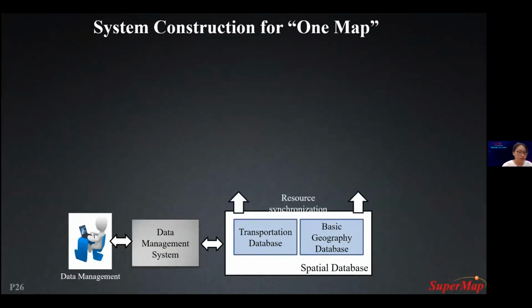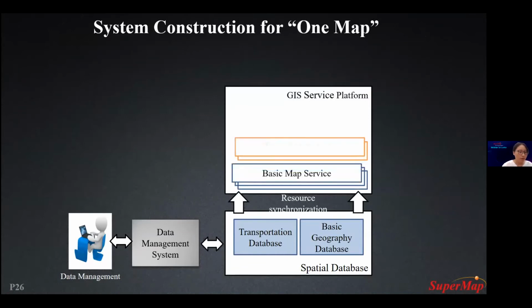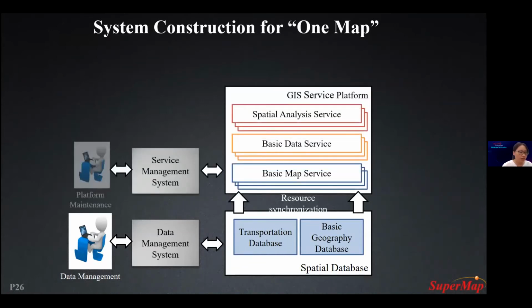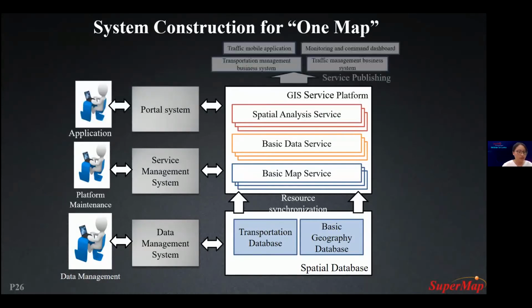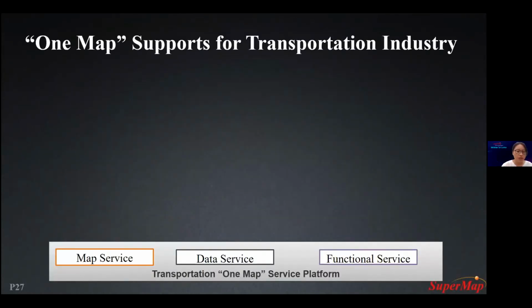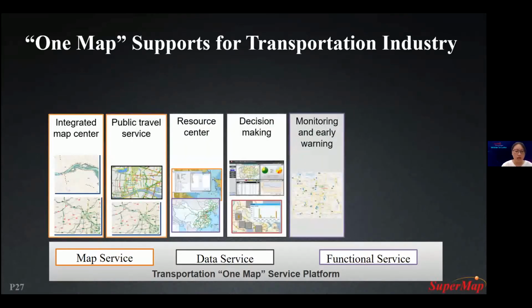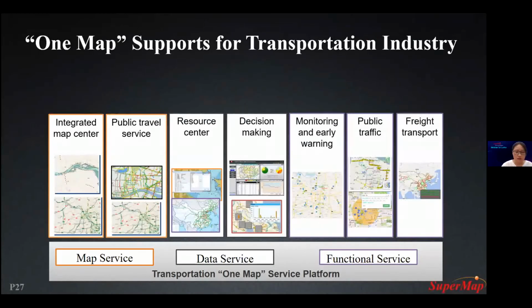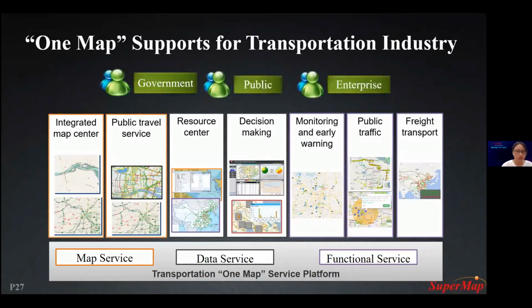Through data management and service management, a one-map system is built to realize the application to users and generate standard application services at the same time. Each level is based on its corresponding standards. So finally, the platform will form three types of service applications: map service, data service, and functional service. These applications can be obtained by accessing the platform, and each service corresponds its functions to meet the requirements of different users.